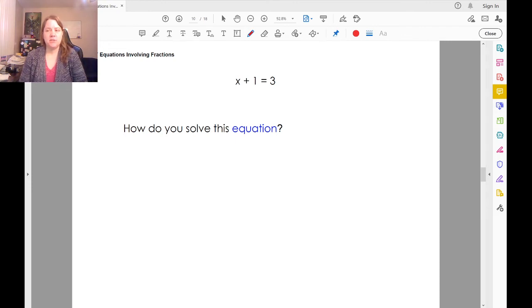How do we solve this equation? Well, let's take away what the friend brought in. And when we take away what the friend brought in, that means Jennifer had 2 pizzas. Good for Jennifer. Sharing is caring.